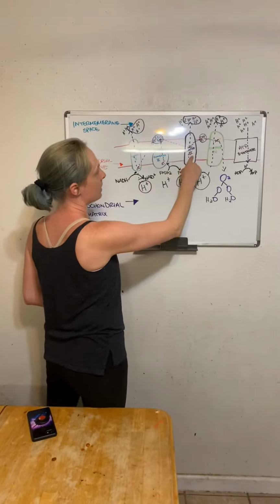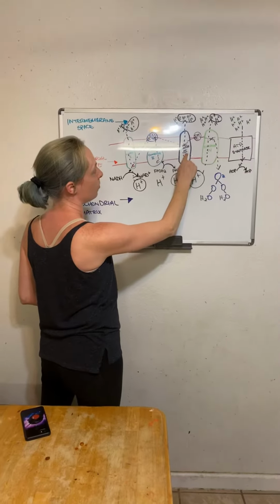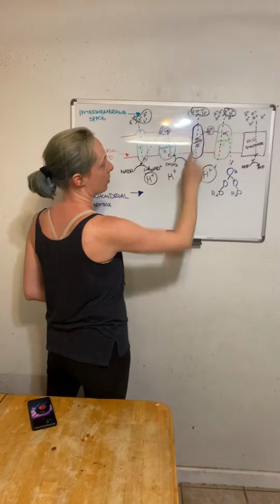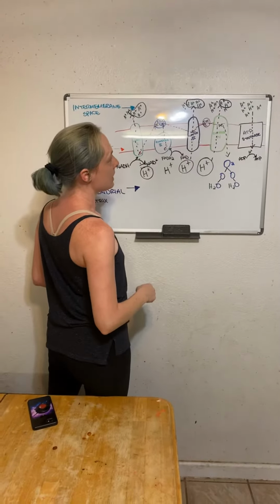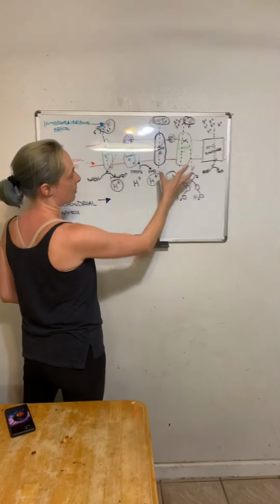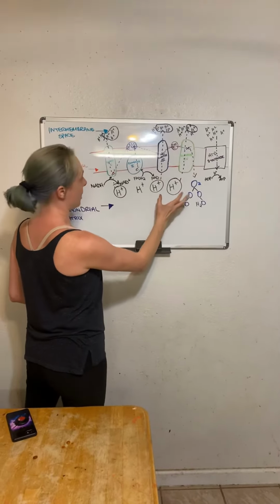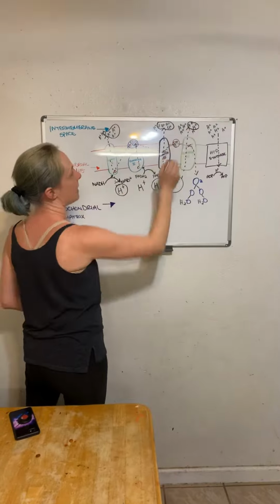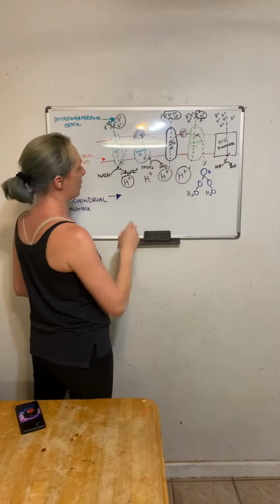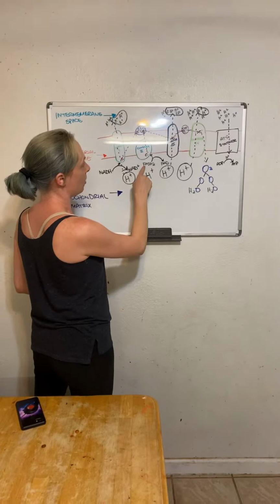The electrons that come from coenzyme Q and that go into complex 3 are then transferred to cytochrome C. Cytochrome C transfers these electrons directly to complex 4, which pumps protons from the mitochondrial matrix into the intermembrane space. Complex 4 only pumps 2 protons per NADH or FADH2.